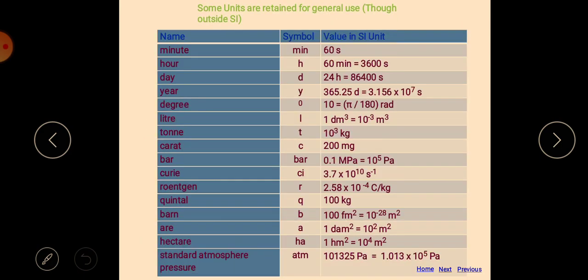Some units are retained for general use, though outside SI units. These are the basic units which we generally use, but these units are not the SI units. And this is a list. There may be some other units which we generally use in physics, but they are not part of the SI system of units. So many CGS units are not part of the SI system, but they are still used.